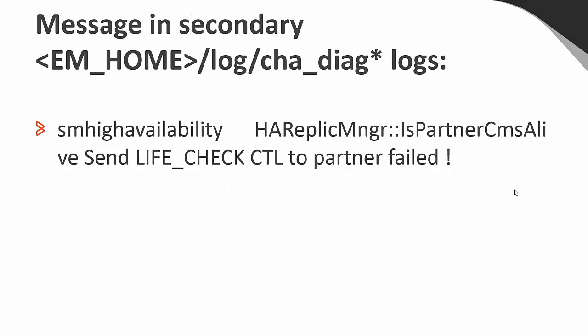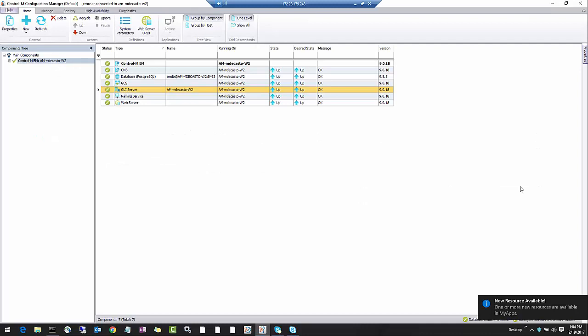In the CHA_diag logs on the secondary, you can see that the configuration manager is failing in a life check from the secondary, so that's why it's rolling back. However, if we give the HA more time to wait after startup, it can succeed.